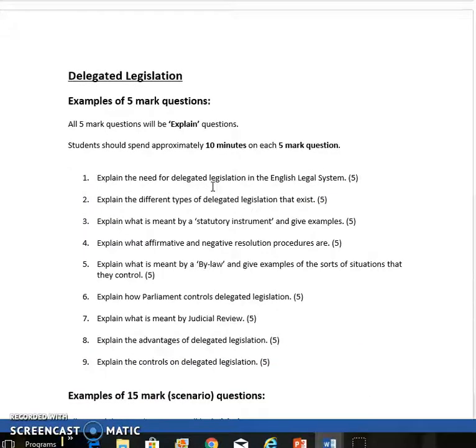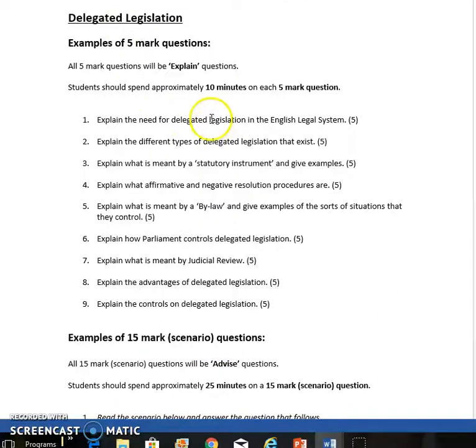Next possible topic on section A is delegated legislation. And again, your typical 5-mark explain type question might be something like explain how Parliament controls delegated legislation, explain the different types of delegated legislation that exist.